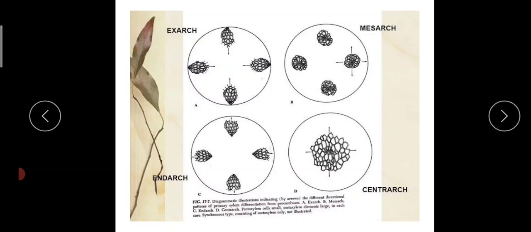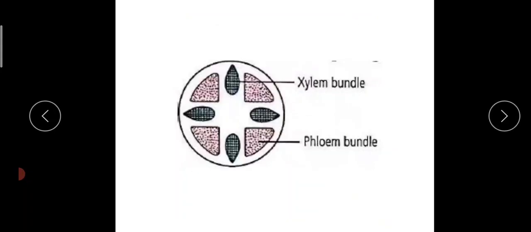The next type of arrangement depends upon the position of protoxylem and metaxylem. Here this figure represents exarch arrangement. So depending upon the position of protoxylem, the xylem arrangement can be of exarch type, endarch type, mesarch and centrarch type.